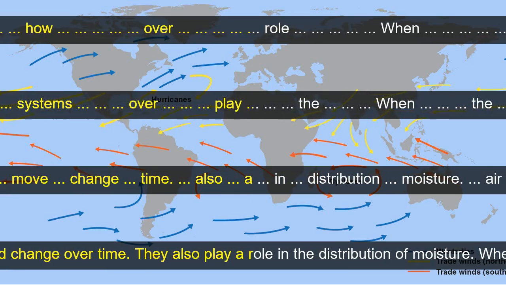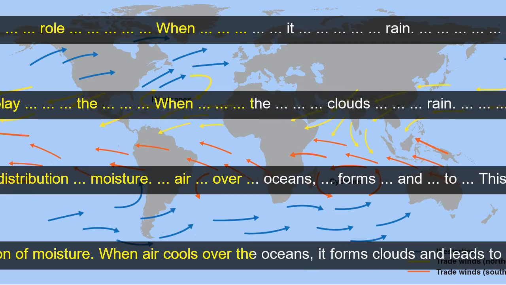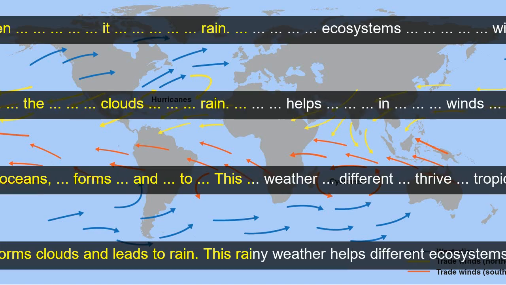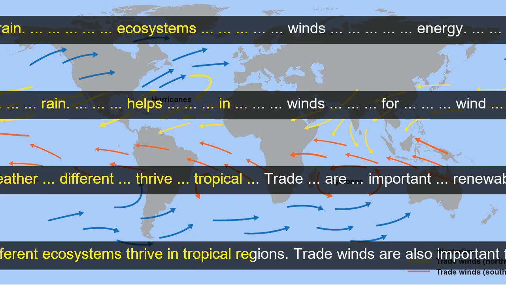They also play a role in the distribution of moisture. When air cools over the oceans, it forms clouds and leads to rain. This rainy weather helps different ecosystems thrive in tropical regions.